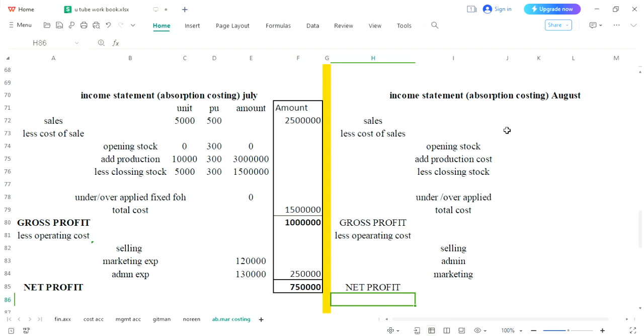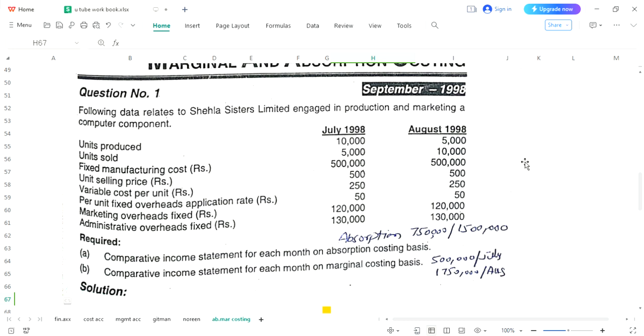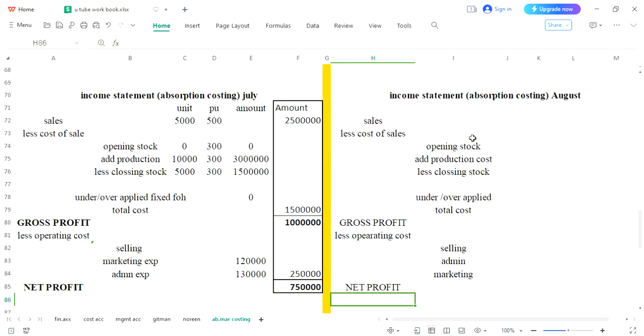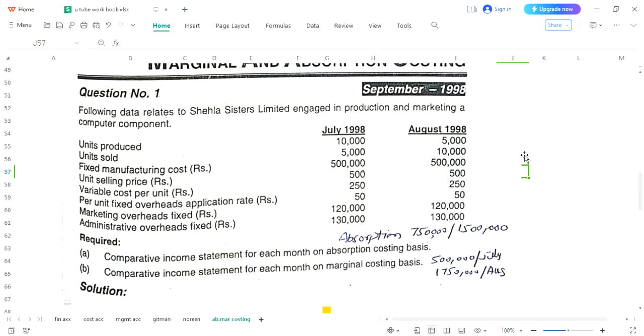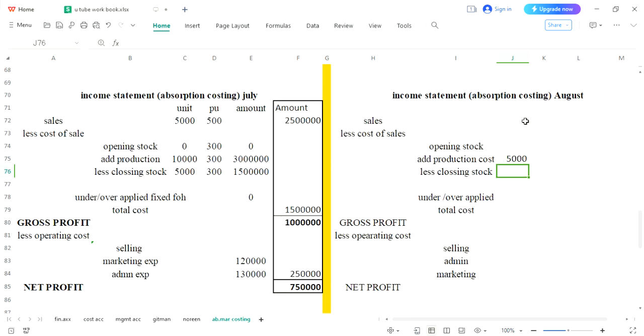Come over here and see what is the difference in August. Unit produced in July was 10,000, but unit produced in August is 5,000. This is very important. Please keep it in mind. So unit produced, little more space we will make over here. So 5,000 number of units are produced, then units sold are 10,000. Again a difference, 10,000 number of units are sold. We will hire these headings from here to here.